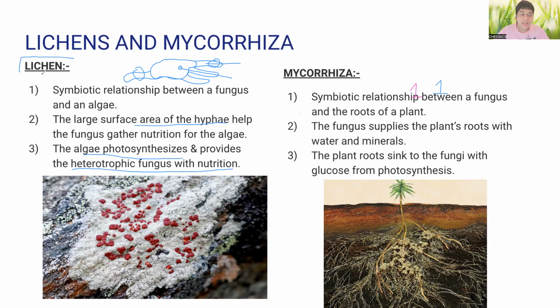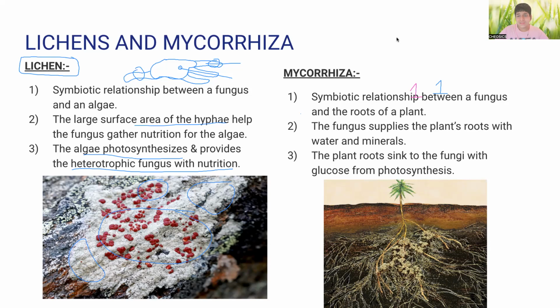So this is called a lichen. This is a photo of a lichen. So the red part you see here is the algal component, and the gray matter you see here is the fungal component.